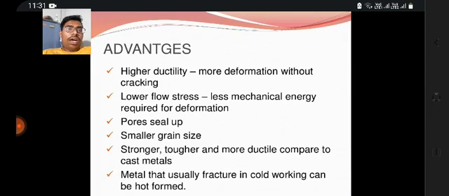Advantages: higher ductility, that is more deformation without cracking; lower flow stress, that is less mechanical energy required for deformation; and pore seal up. In hot working, the pores will fill with the material while pressing or rolling. Small grain size. The grain size or the deformation will be very low. Stronger, tougher and more ductile compared to cast metals. It is stronger because the concentration of the material is very high. Metal that usually fractures in cold working can be hot formed. This is one major advantage.